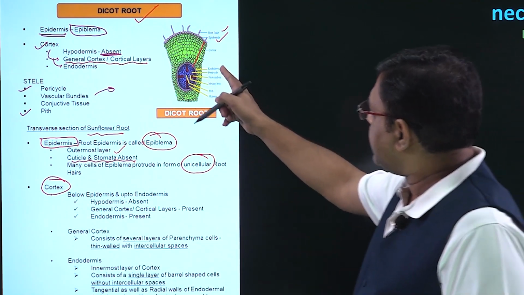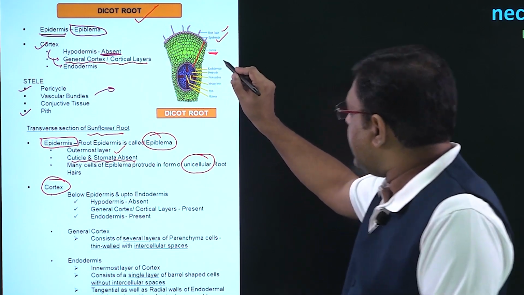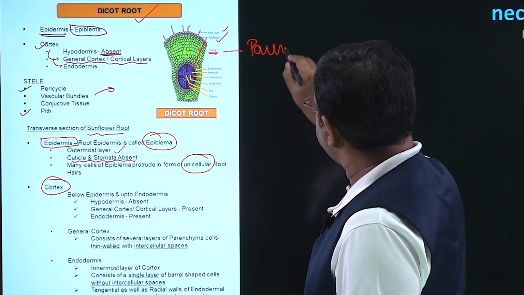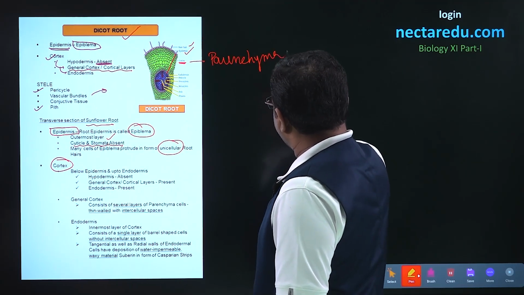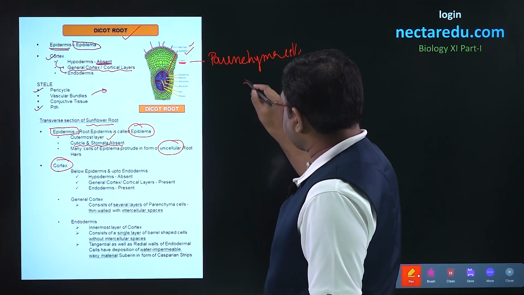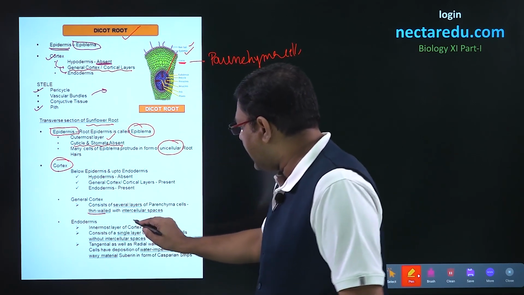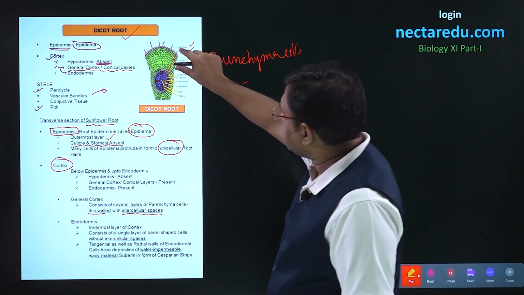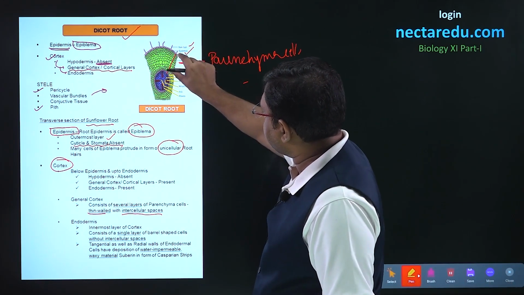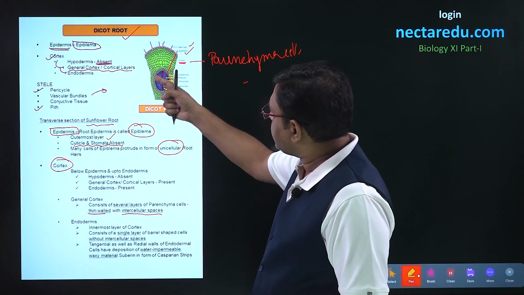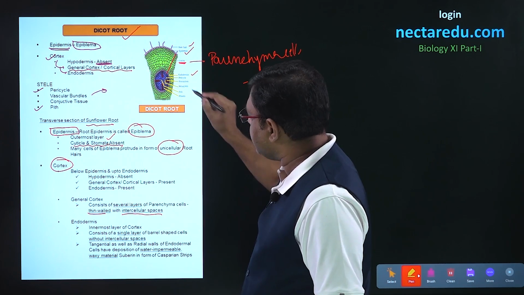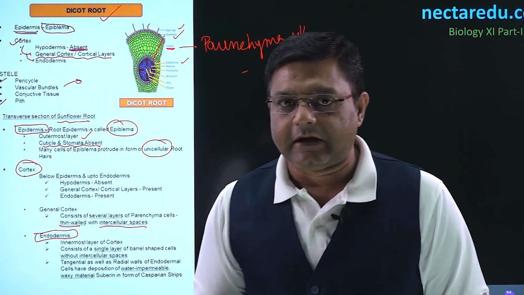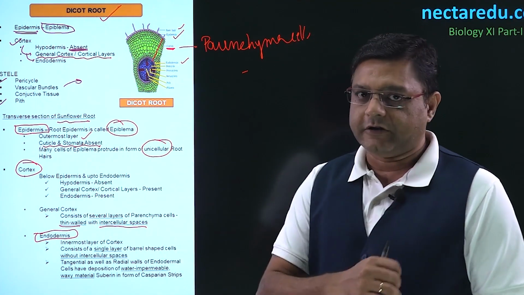Now, the general cortex is made of parenchyma cells. These parenchyma cells are thin walled and have intercellular spaces present. Now, after these layers of parenchymatous general cortex, then comes a single layered structure, and this single layered structure is called endodermis. We can say that endodermis is the innermost layer of the cortex.